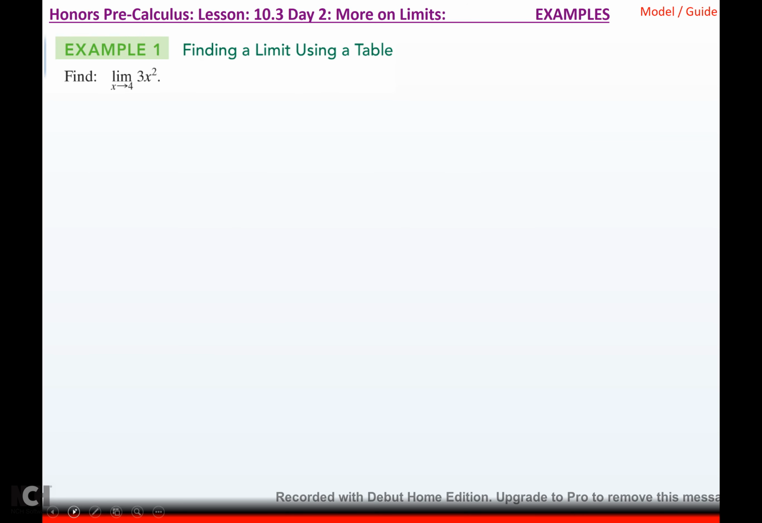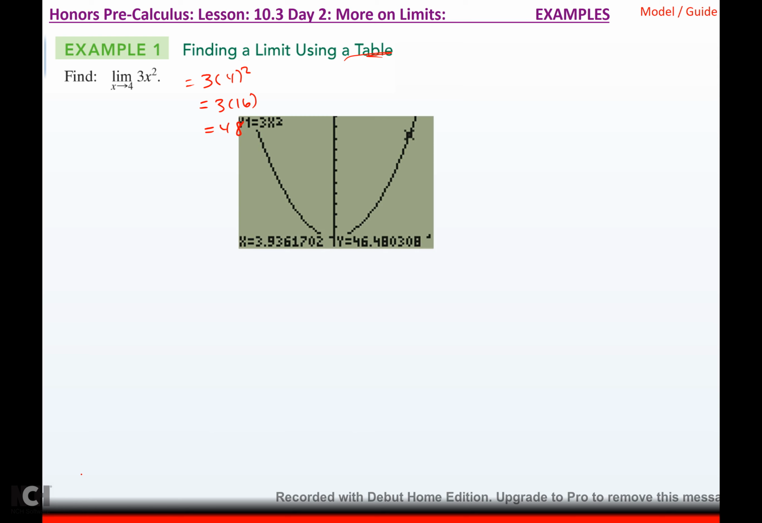This one is continuous. I know it's continuous because there's no denominator. So I can just do direct substitution and say 3 times 4 squared, 3 times 16 is 48. But we're supposed to be using the graphs and tables, so if I graph it, I could just trace and I could get really close to 4 and see what y is close to.